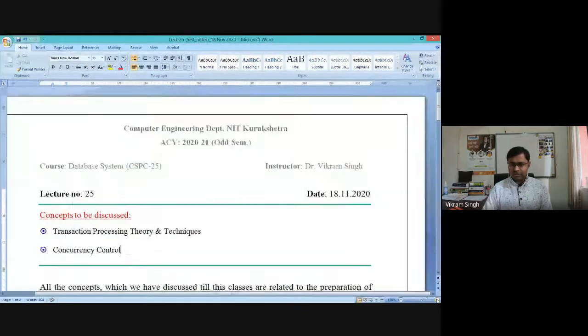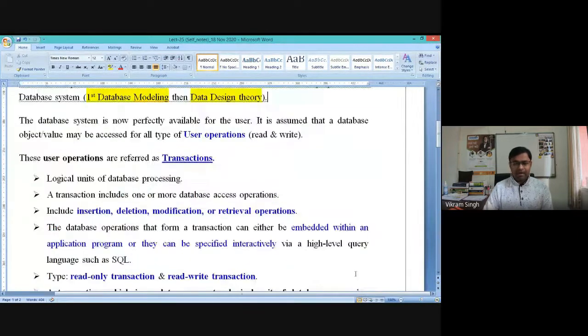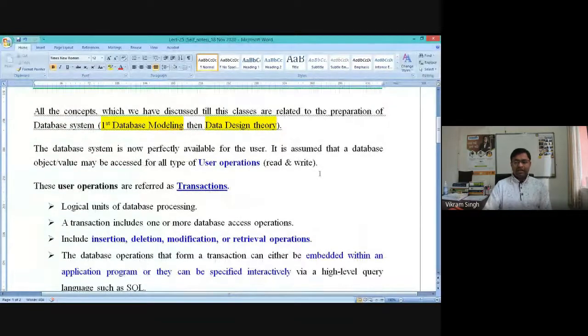This is our 25th lecture, and the upcoming topic will be transaction processing theory and technique. In the first phase we took up data modeling, then we went for data design theory. Those were the first two phases of database system design. Now we are going for the next part, which talks directly about user operations.